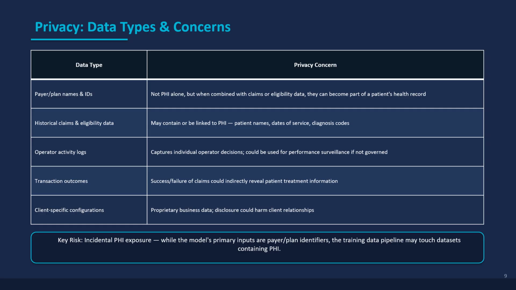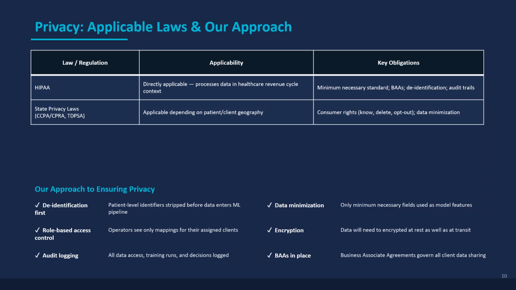Claims and eligibility data and transaction outcomes have patient names, date of service, diagnosis codes, clinical and treatment information. Operator activity logs could be used for performance surveillance without appropriate governance in place. Client specific configurations are proprietary business data. So, training data needs to be secured since it may touch patient PHI, PII, operator logs, as well as client specific configurations. Next, let's look at the laws that are applicable.